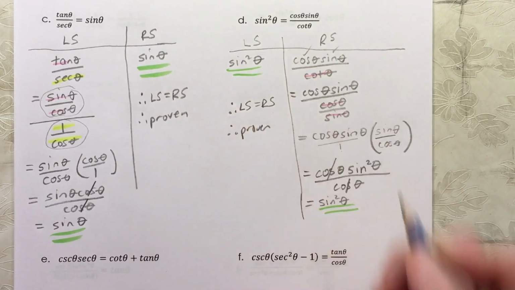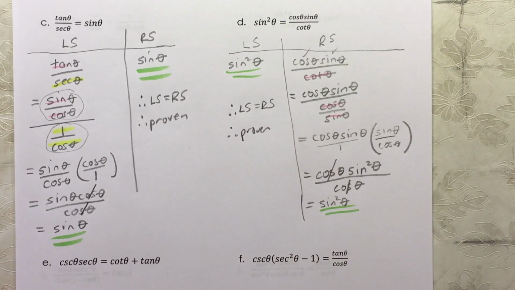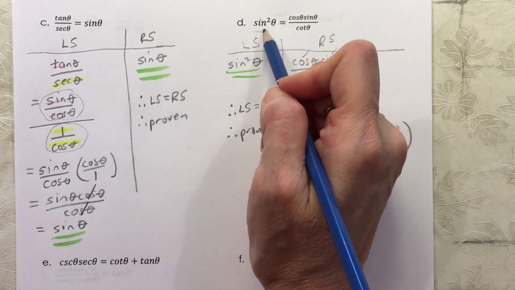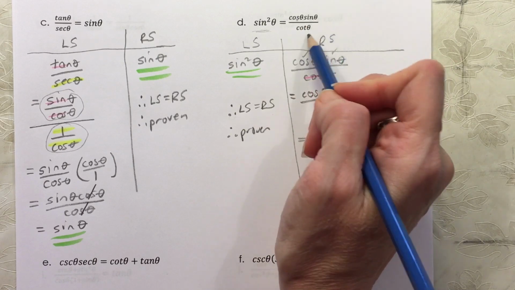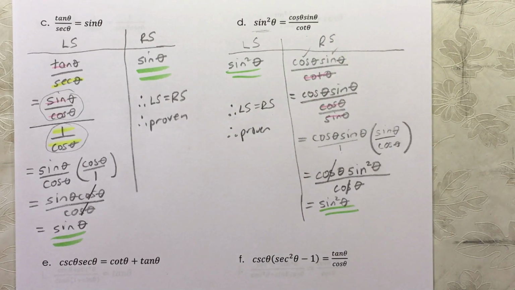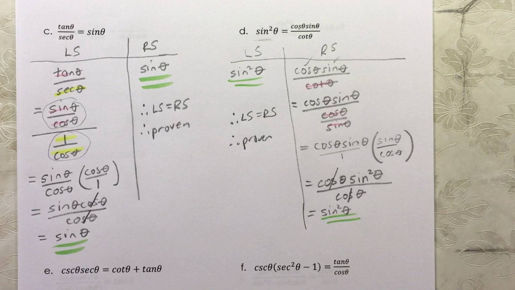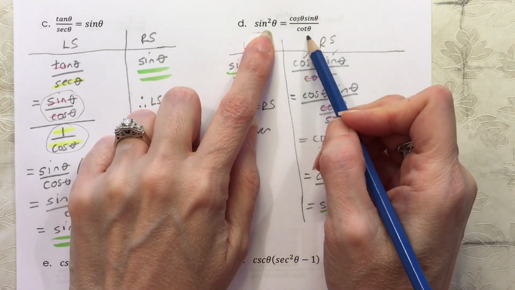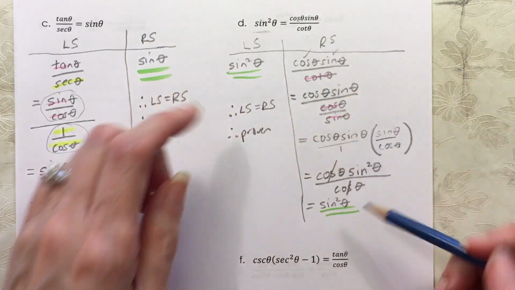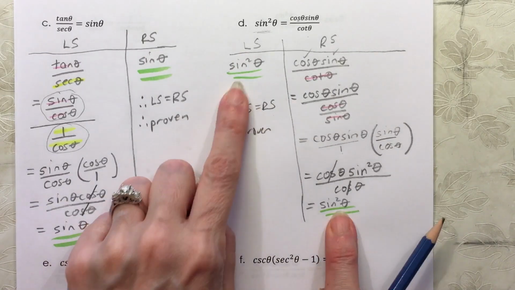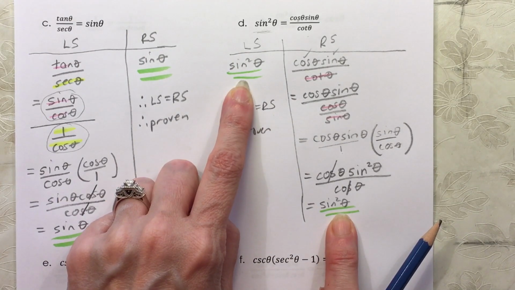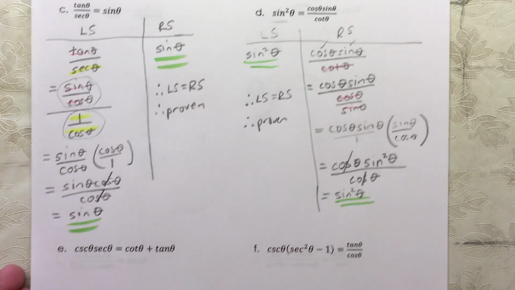So again, what did we prove? We proved that sine squared theta is just another way of writing cos theta times sine theta divided by cotan theta. Trig identities are kind of like puzzles. Okay, you want to start with something where they look totally different and then using math prove that they're actually the same, which is what we did here. Okay.